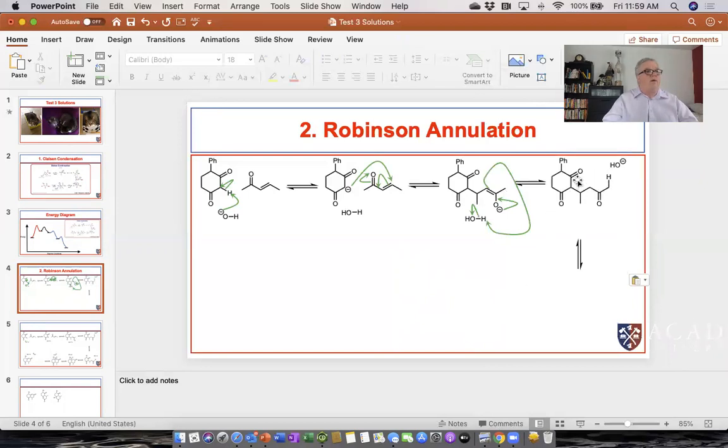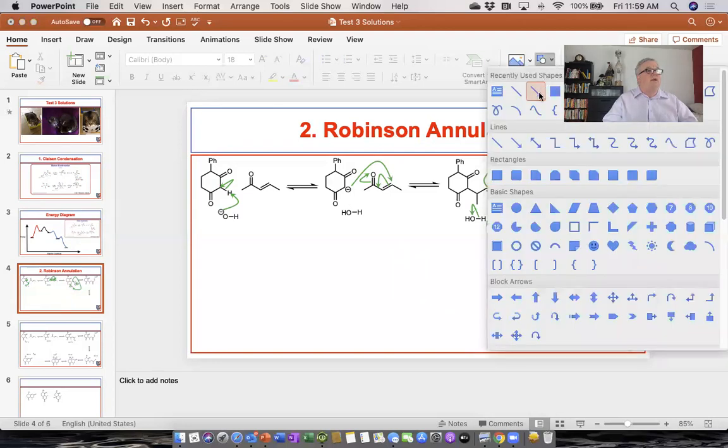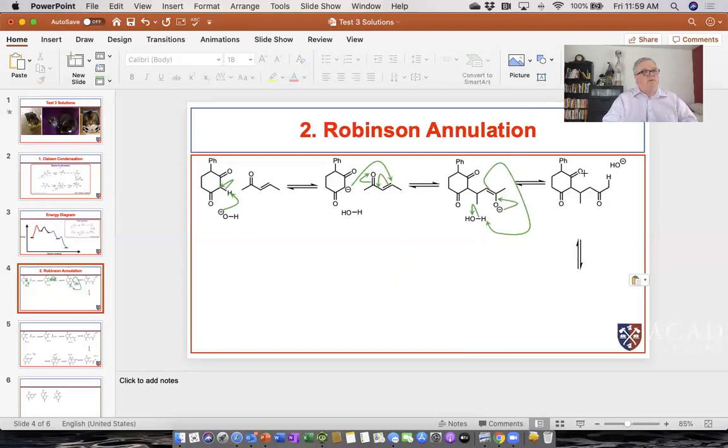our 1,5-dicarbonyl compound. 1, 2, 3, 4, 5. As it turns out, there's a carbonyl compound over here. It's also a 1,5-dicarbonyl compound, and we have our hydroxide. So what can happen here? There's a few things that can happen. It can always go back.